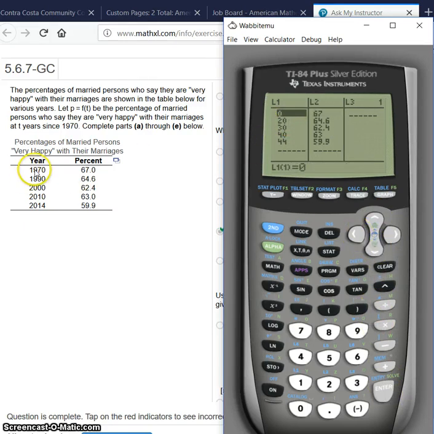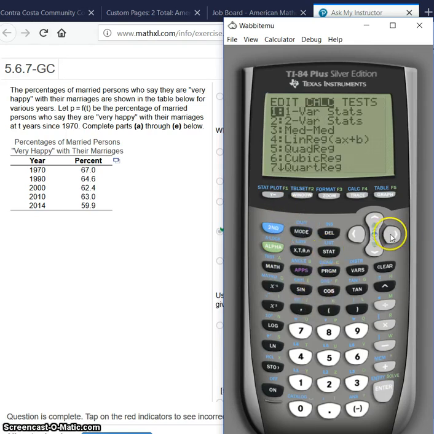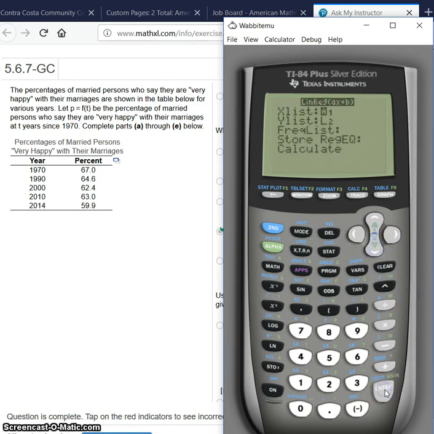Now notice that in the directions it tells us T is years since 1970. So 1970 was year 0, 1990 was year 20, so on and so forth. Once you have all the data typed in, you quit out of that, and you go Stat, Calculate, Linear Regression, that's number 4. If you have an older calculator, you'll just hit Enter again. If you have an old TI-83, if you have one of the newer TI-84s, just keep hitting Enter, Enter, Enter to get down to Calculate, hit Enter, and here's your equation.